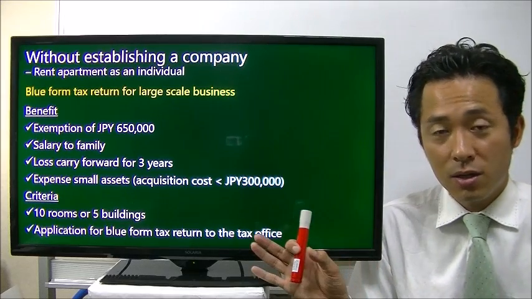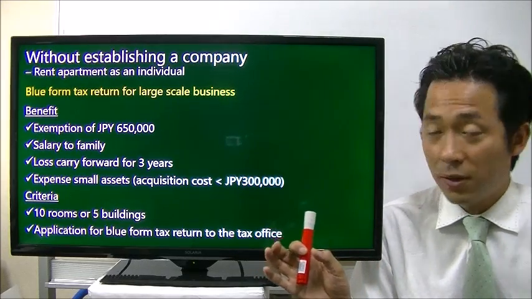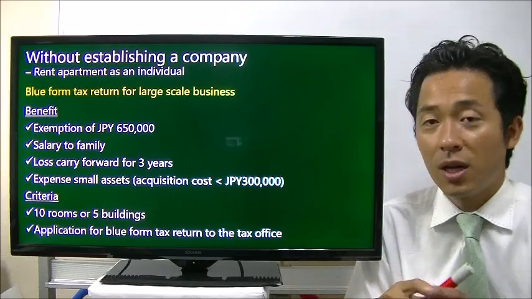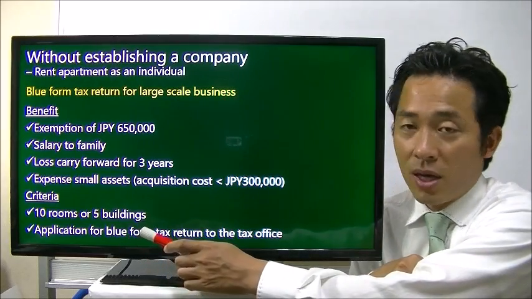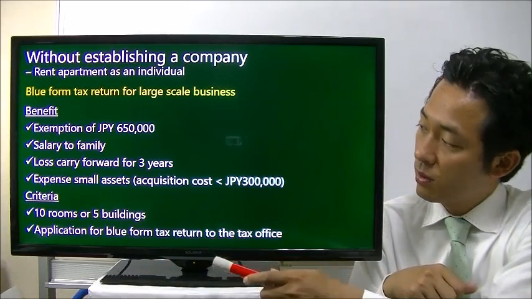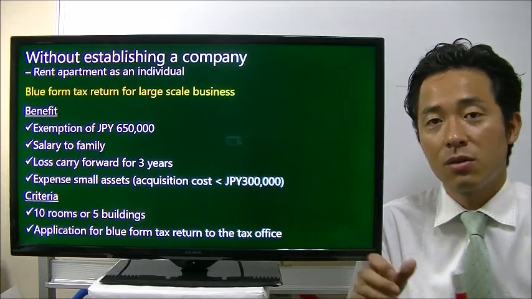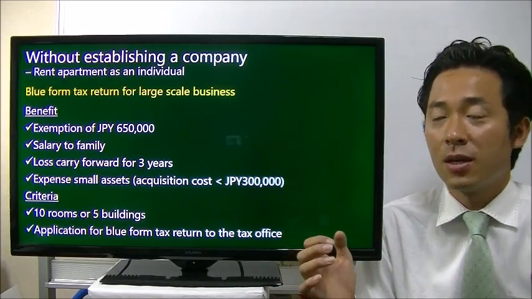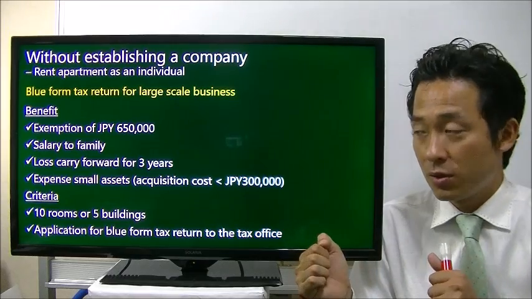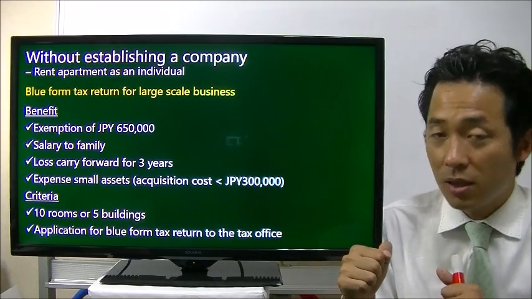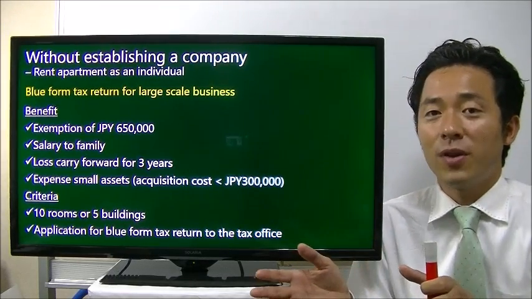But the criteria you have to satisfy. I said that you must own 10 rooms or 5 buildings or equal size. So your business must be big enough to apply for the blue form return status. And you need to file the application to the tax office.